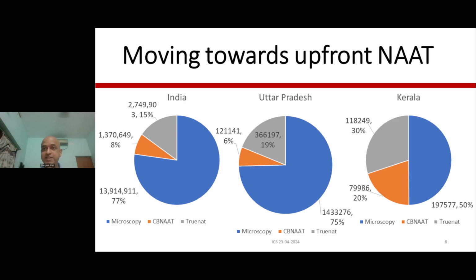Now, the advantage of this, as Dr. Ethan told us just now, is that when you do these nucleic acid amplification tests, in addition to TB, you also diagnose resistance, that is rifampicin resistance, so that you can make the diagnosis of drug-resistant TB early.